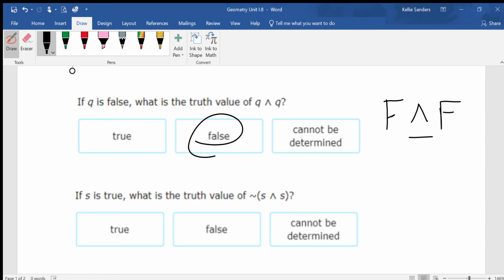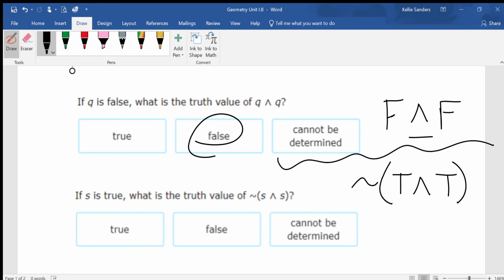If S is true, what's the truth value for not S and S? So not true and true. What's true and true? True. But then what's not true? False.